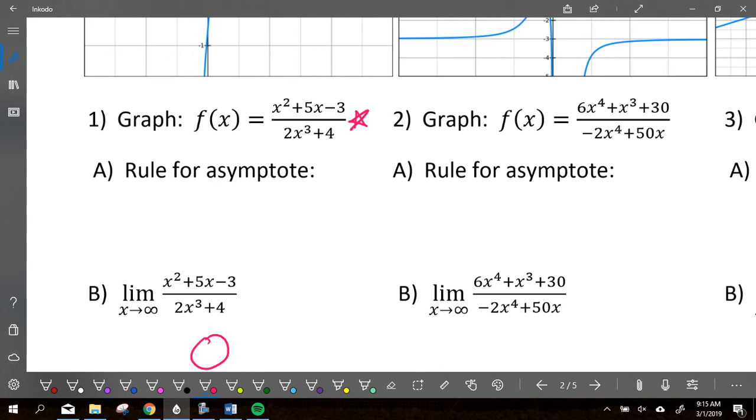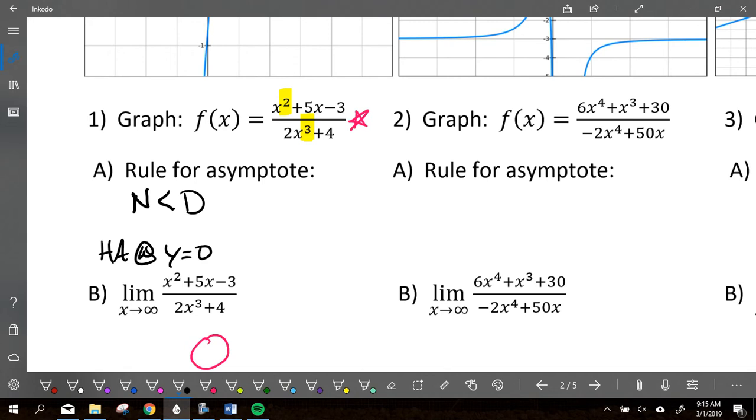We look at degrees of the numerator and the denominator. Show me with your fingers, what is the degree of the numerator here? 2. Show me with your fingers, what's the degree of the denominator? 3. It's 2 and 3. Where is it bigger, on top or on bottom? On bottom. The degree of the numerator is less than the denominator. If that is true, then you have a horizontal asymptote at y equals 0, or in other words, the limit as x approaches infinity is 0.